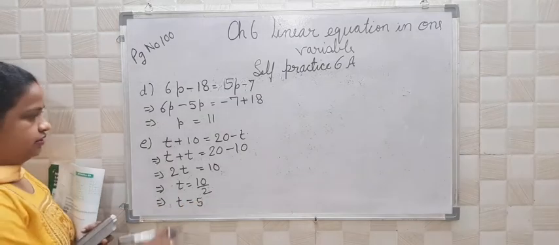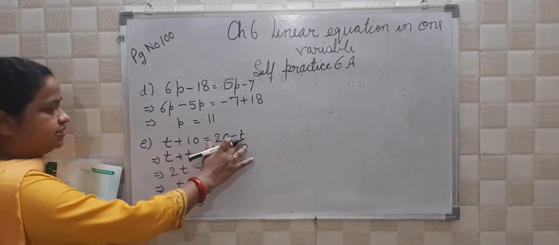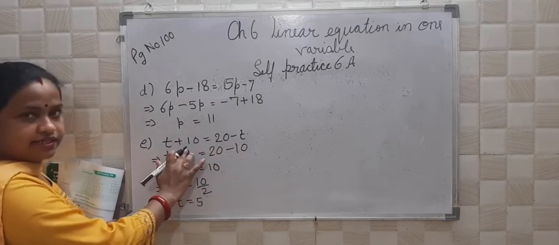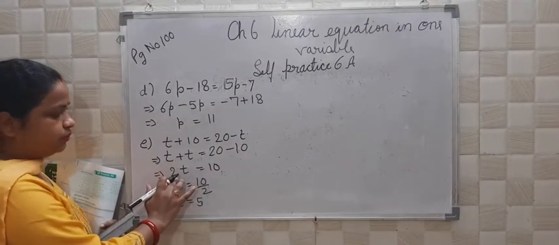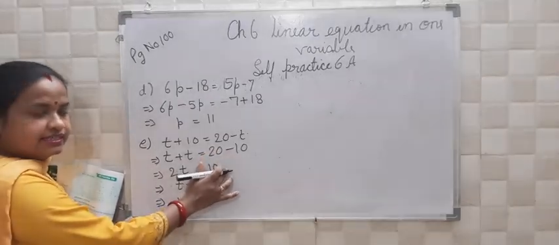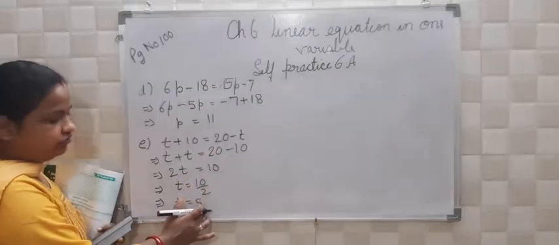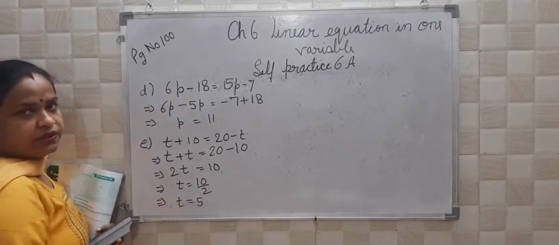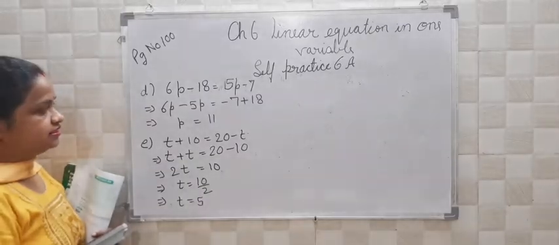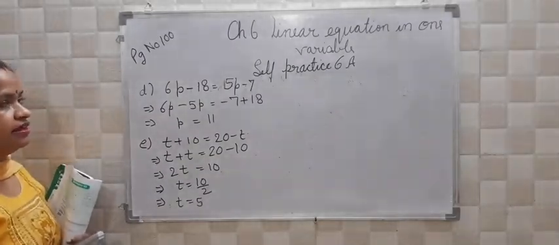Okay? t plus 10, 20 minus t. So this t will come on the left hand side. So t plus t, 2t, and 20 minus 10, 10. So 10 upon 2 will be 5. The value of t is equal to 5. Correct? Now see the F part.